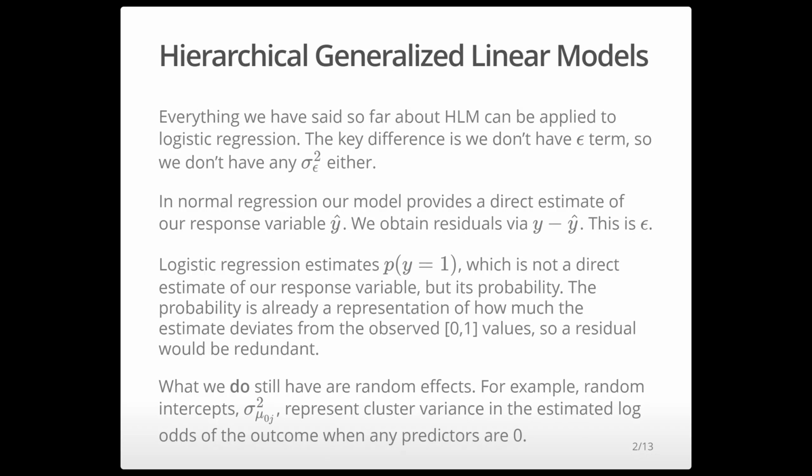What we do still have are random effects. So for example, we have our random intercepts, sigma squared mu 0j, and this represents the cluster variance in the intercept, which in this case is the estimated log odds of the outcome when any of the predictors are 0. In single level regression, it's the estimated mean. In generalized logistic models, it is the estimated log odds of the outcome instead of the intercept.